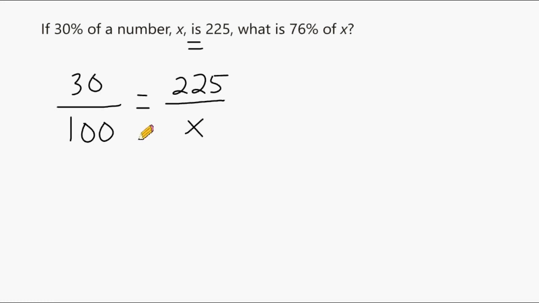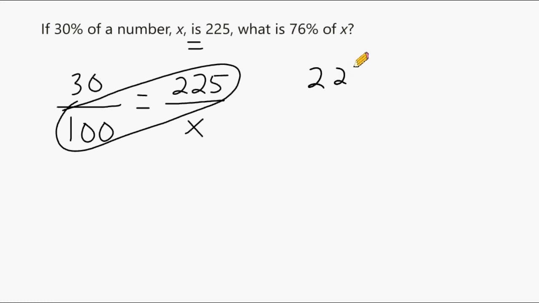Okay, now that we have our proportion set up, I like to start by cross-multiplying where we actually have 2 numbers, and we have 2 numbers in this direction and not in this direction. So we're going to multiply 225 by 100, which is 22,500. And we always divide that product by the number that is directly across from your x value. So let's go ahead and divide that by 30.